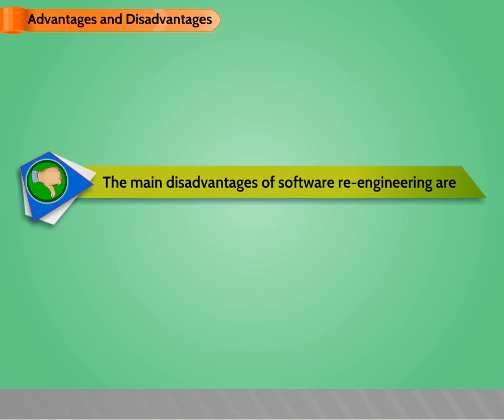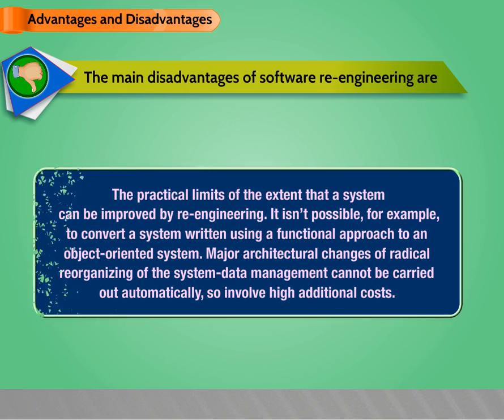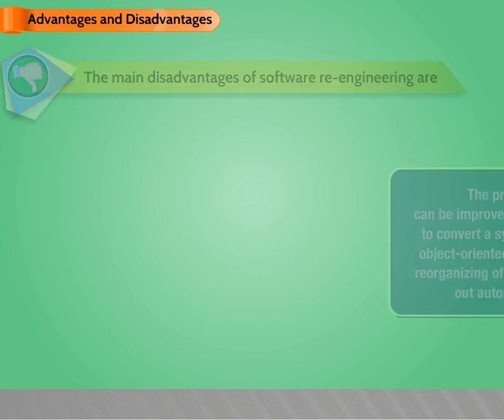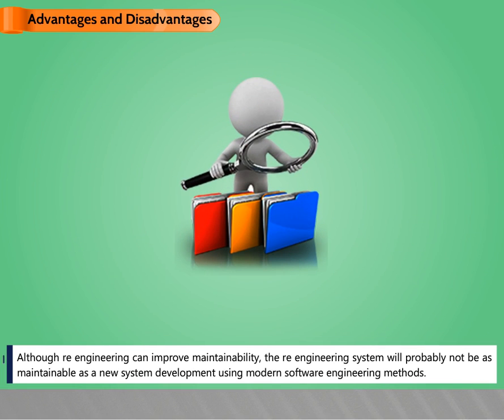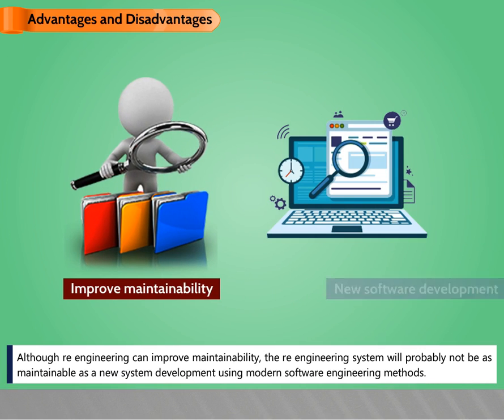The main disadvantages of software re-engineering are: the practical limits of the extent that a system can be improved by re-engineering. It is not possible, for example, to convert a system written using a functional approach to an object-oriented system. Major architectural changes or radical reorganizing of the system and data management cannot be carried out automatically, so they involve high additional costs. Although re-engineering can improve maintainability, the re-engineered system will probably not be as maintainable as a new system developed using modern software engineering methods.